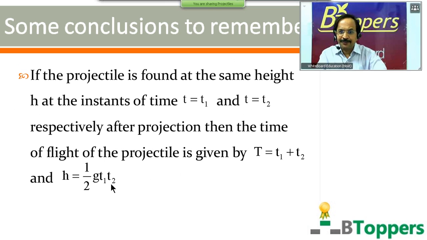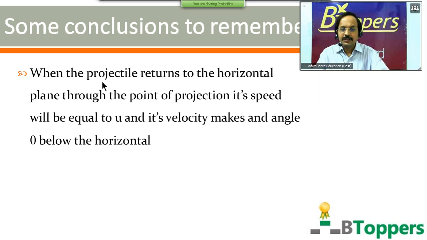And small h is equal to half g t1 t2. A similar conclusion I have discussed even in the case of vertical projection. If you want to copy the conclusion, you can take a pause and copy the conclusion. The second conclusion: when the projectile returns to the horizontal plane through the point of projection, its speed will be equal to u and its velocity makes an angle theta below the horizontal. That means the same angle theta with which it is projected upwards.